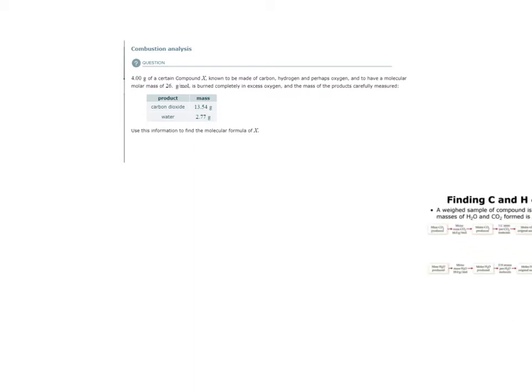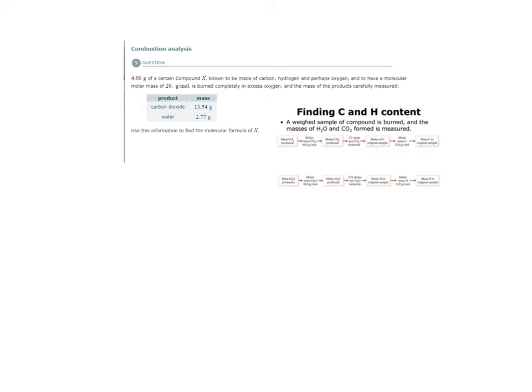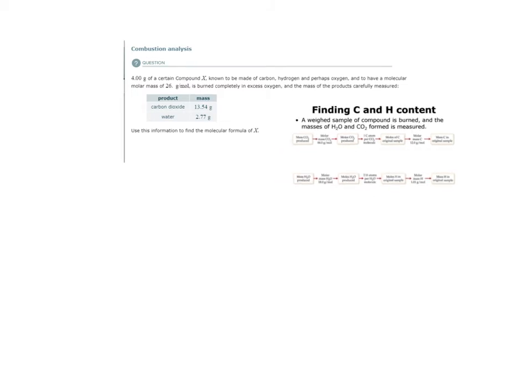The first thing we want to do is find the mass of carbon in this sample. So how will we do that? Look at our guide. It's going to start with the mass of CO2 produced, and we're going to go through this chain. All right, so let's do carbon first. We're going to figure out how much carbon was in our sample that we burned, what the mass of the carbon in that sample was. So we need to start with the mass of CO2 produced. That was 13.54 grams of CO2. We need to convert this from a mass of CO2 to moles of CO2.